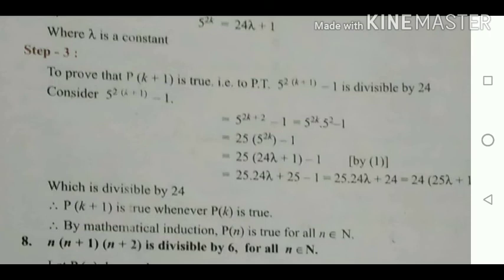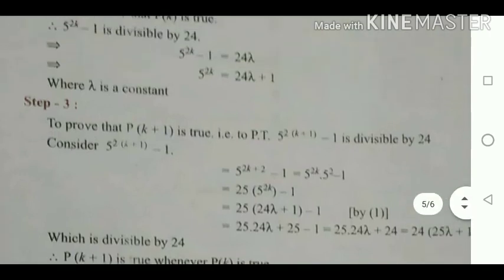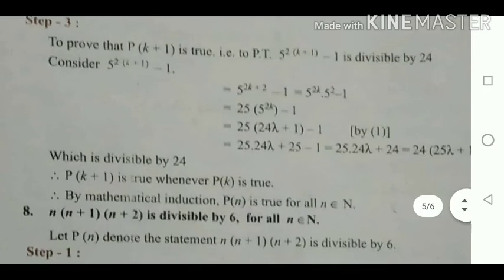5 power 2k plus 2 is split into two terms. One is 5 power 2k, another one is 5 power 2. 5 power 2 is nothing but 25. 5 power 2k minus 1, again we are writing it in terms of lambda, that is 24 lambda plus 1 minus 1. Instead of 5 power 2k, we are writing 24 lambda plus 1, so minus 1. After that, it is 25 into 24 lambda plus 1 minus 1. We are getting 25 into 24 lambda plus 24.